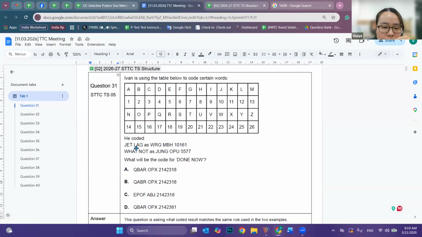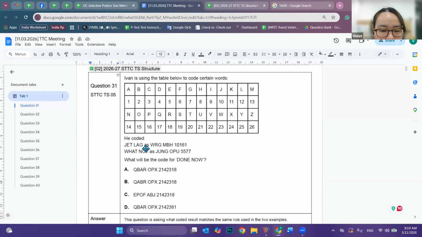And for the second one, LAG, the shift is 1. So L plus 1 will be M, and A is B, and G is H. And therefore it will be the difference for each matching position.